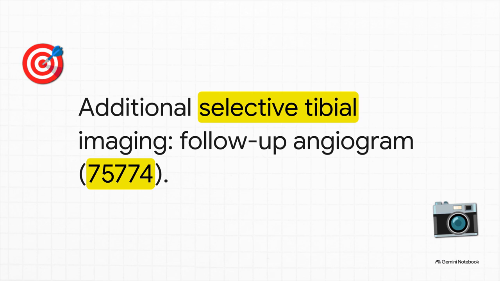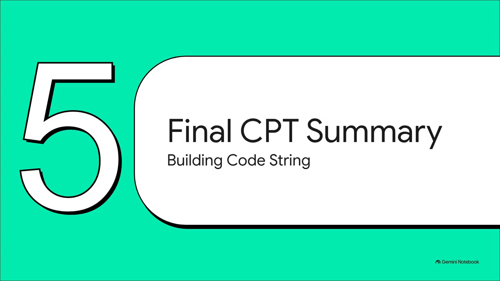The physician advanced deeper into the left SFA to evaluate the tibial vessels. Because this was an additional selective imaging sequence performed from a new, more distal catheter position just to evaluate a specific area in greater detail, we report the selective follow-up angiogram code, 75774.